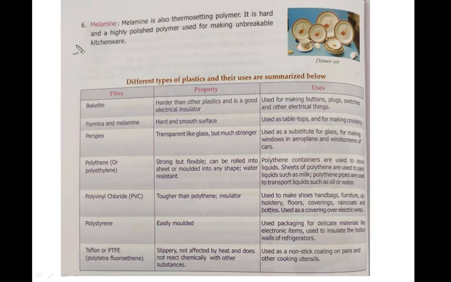Now the next one is melamine. This is also very important. Melamine is also a thermosetting polymer. Thermosetting means we cannot use it again. It is a hard and highly polished polymer used for making unbreakable kitchenware. There is certain kitchenware which can be broken easily. There is certain kitchenware which, although it is made of plastic, is very hard. You cannot break it. So a dinner set is made of melamine. So remember this example. Generally students get confused between melamine and bakelite, so don't get confused here.